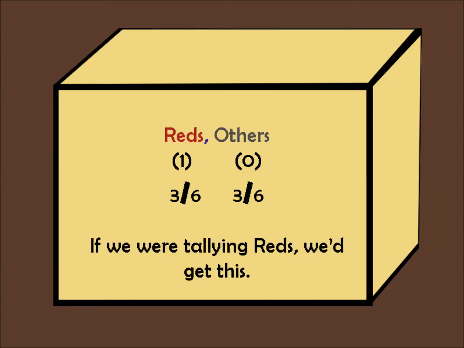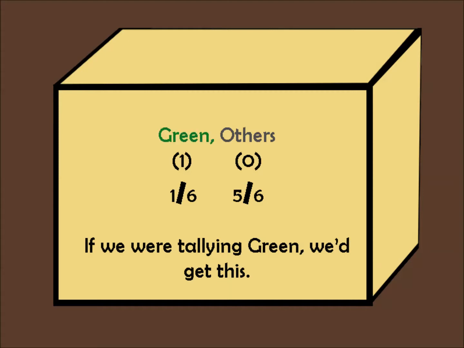If we were tallying reds, we'd get this. There were 3 reds, so now we list reds. It has a 1 tally and 3/6 likelihood, and the others have a 0 tally and a 3/6 likelihood. And if we were tallying green, it would be a 1 green and a 1/6 likelihood, and 5/6 for the tally of 0 on the others.